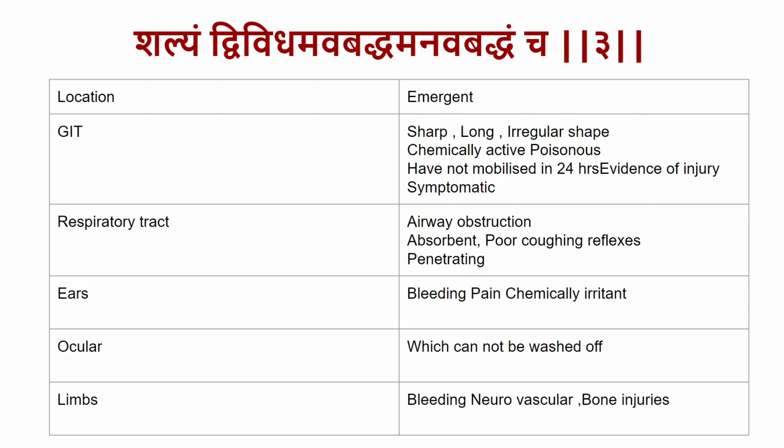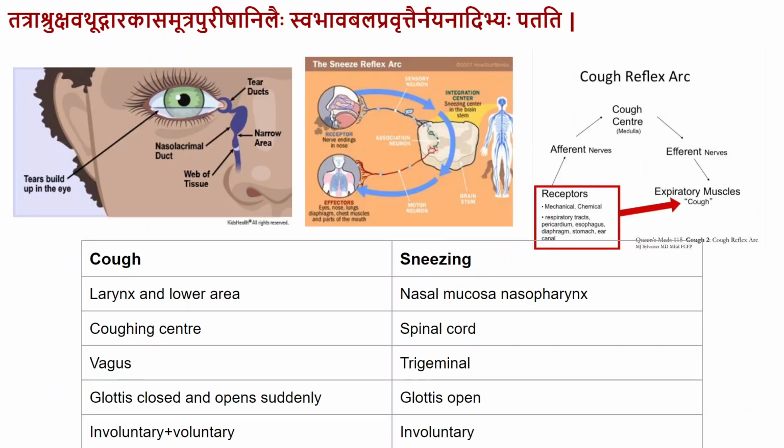Patients who have poor coughing reflexes need it removed, and so do penetrating injuries, if there is an object which can penetrate, or in ears where it produces bleeding, or a chemical irritant, or in eyes where it cannot be simply washed off. So whenever a patient presents with a foreign body, the first thing you have to decide is whether it's an emergent or a non-emergent condition. In an emergent condition, it needs to be intervened as early as possible following the usual standard guidelines. If it is non-emergent, either you can wait and watch, or have some simple protocols to remove them.